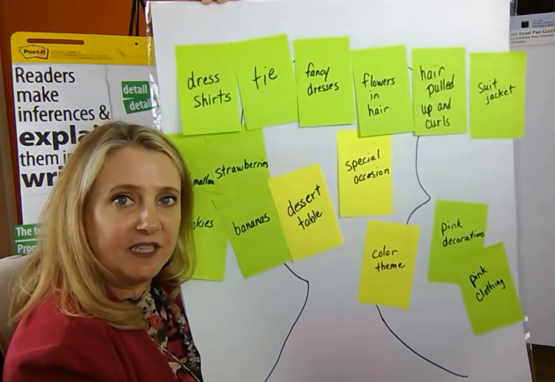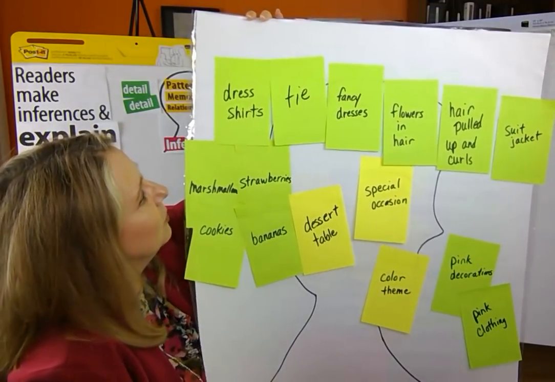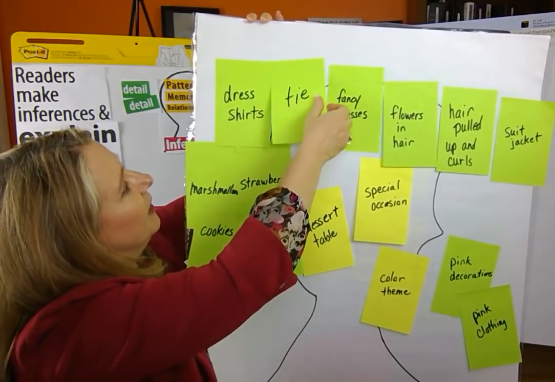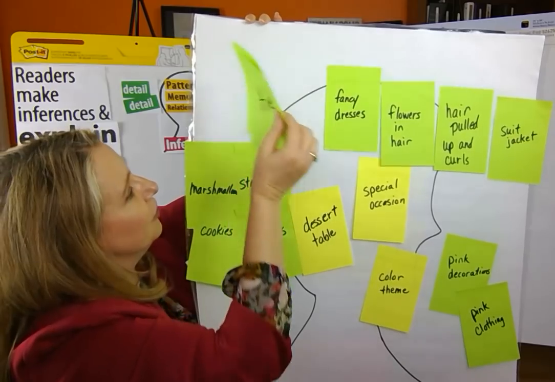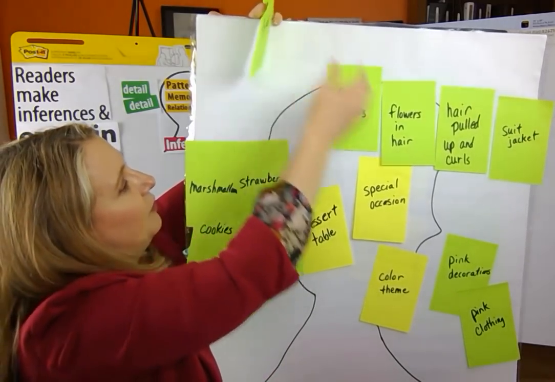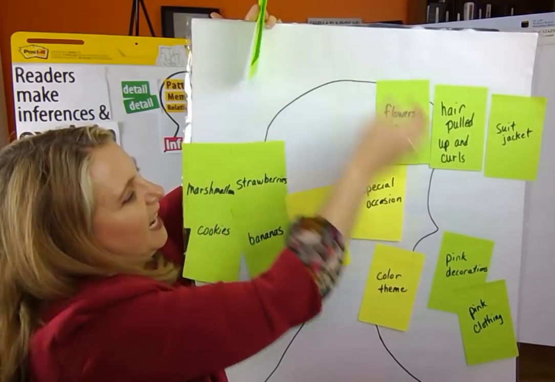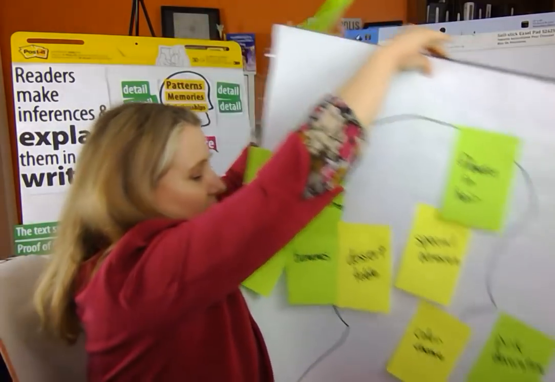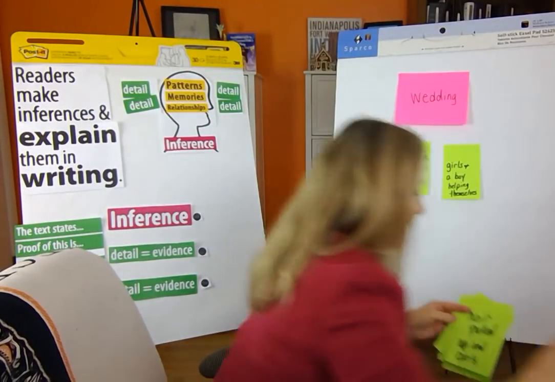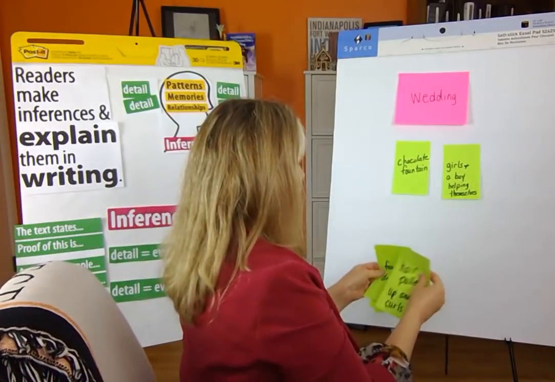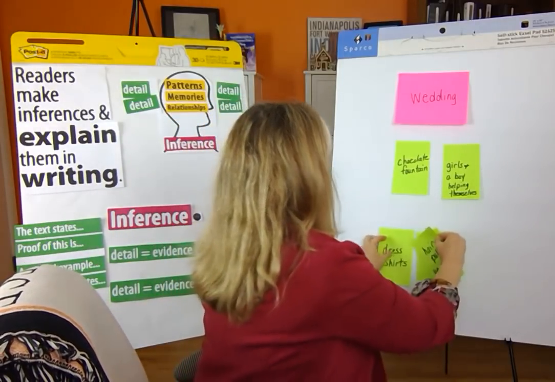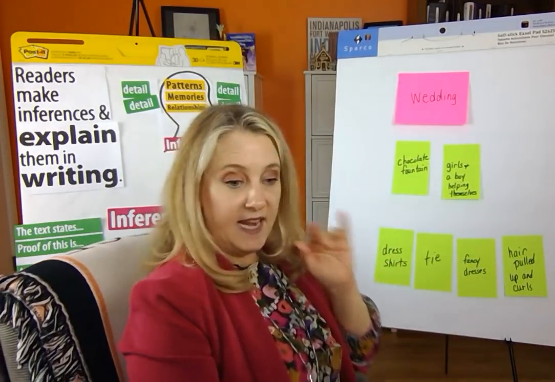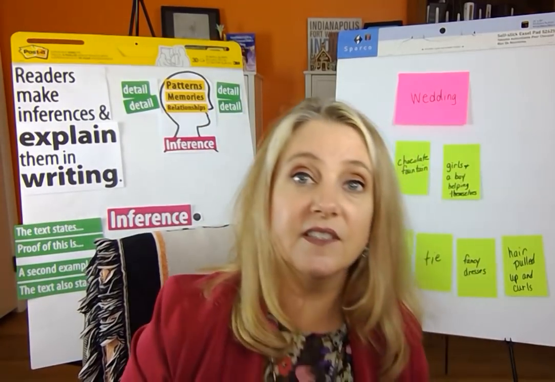So what other details do you think really helped us the most? I'm thinking that since all of the kids were really dressed up, like the boy was wearing a dress shirt and a tie, and the girls had on fancy dresses, and even their hair was all pulled up and they had curls, I'm thinking those might be some of the things that best helped us figure it out. So I'm going to put these down here, okay? And now I'm going to show you how we turn this into sentences.